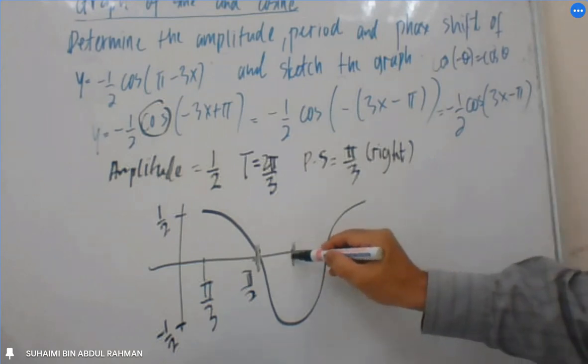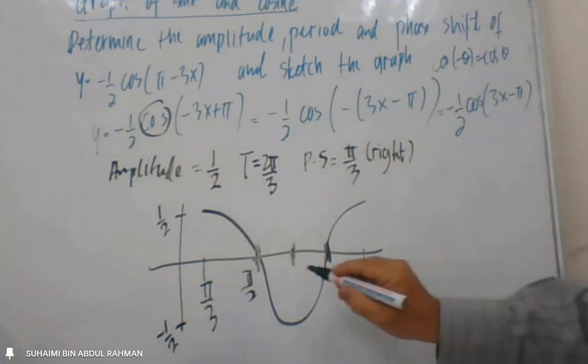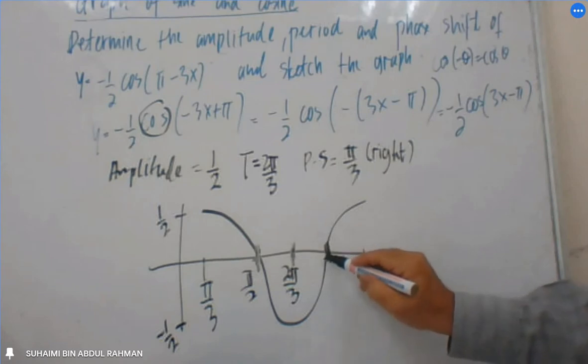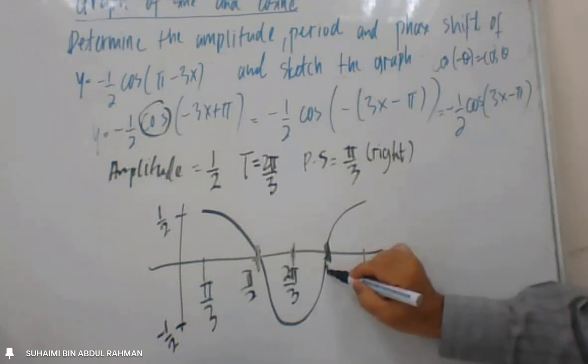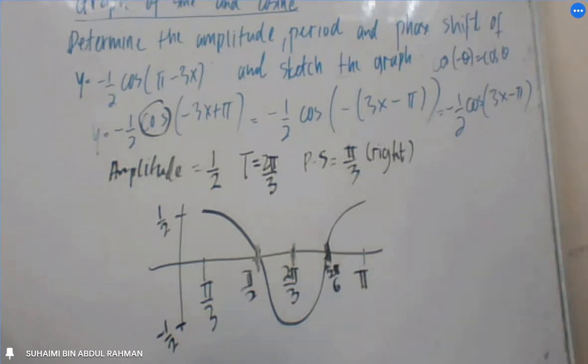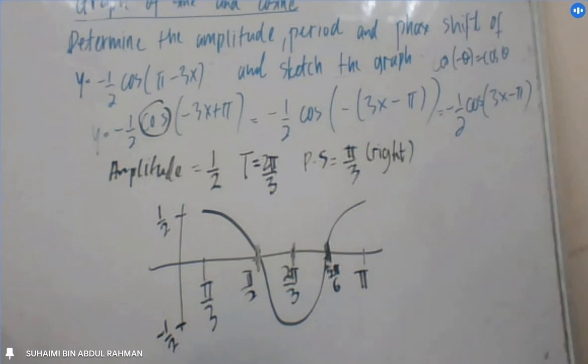What is the coordinate here? 2 pi over 3. Here, 5 pi over 6. Here, pi. Okay.